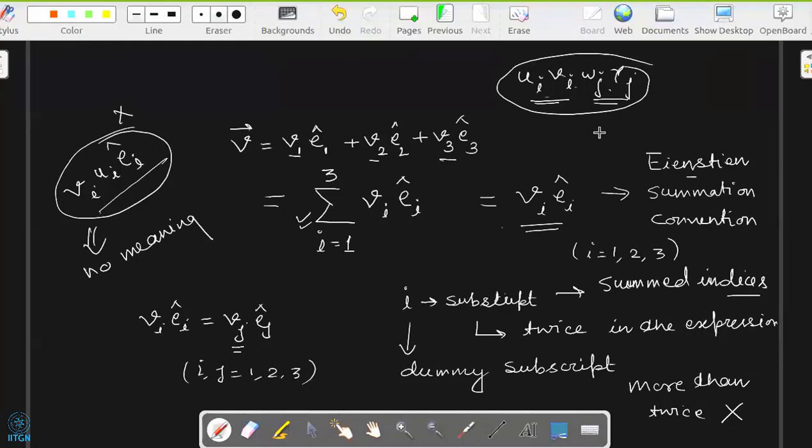One other question is, can there be a different number of summing terms? Let's say i can take 1, 2, 3 and j can take 1, 2. Can that be possible? No, that is not possible. In one expression there has to be one three-dimensional space, and then there will be three for all the indices.